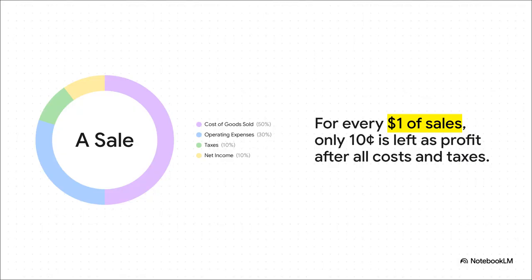And here's why the magnifying glass is just so useful. For every single dollar in sales this company made, 50 cents immediately went to the cost of the product. Another 30 cents went to operating costs, like rent and salaries. 10 cents for taxes, and what's left? Only 10 cents was actual pure profit. It gives you this crystal clear snapshot of a company's cost structure.